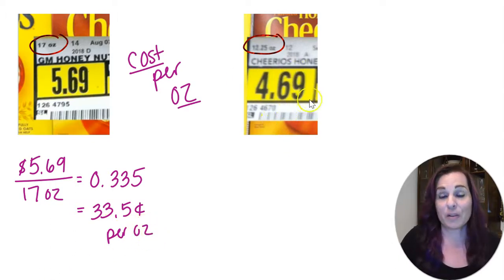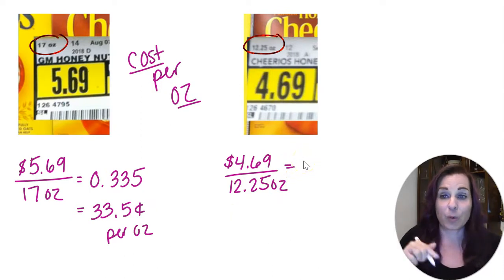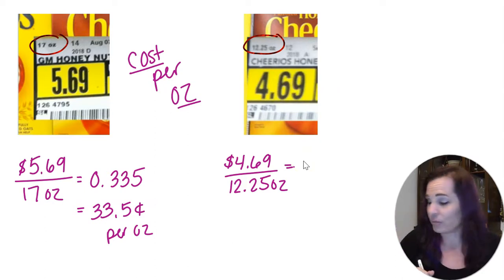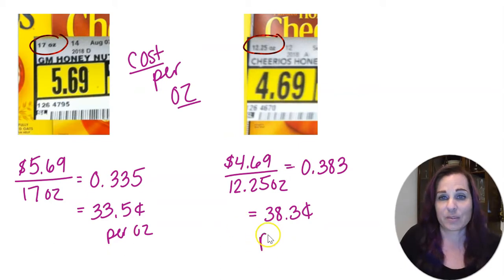Now let's look at the smaller box. For the smaller box, we have a cost of $4.69 for 12.25 ounces. So when you do 4.69 divided by 12.25 on your calculator, you'll get 0.383. So that would be 38.3 cents per ounce.